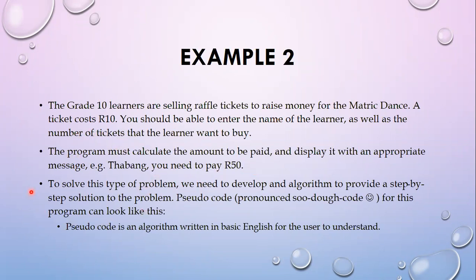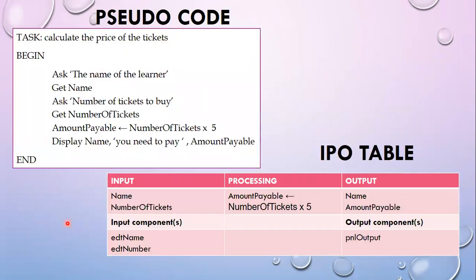To solve this type of problem, we need to develop an algorithm and provide a step-by-step solution to the problem. Pseudocode, for this program, will look as follows. Pseudocode is an algorithm written in basic English for the user to understand. So basically, pseudocode is you need to be able to explain to one of your friends who doesn't take IT what your program's going to do. So you can't go and talk Delphi code to them because they're going to stare quite blankly at you.